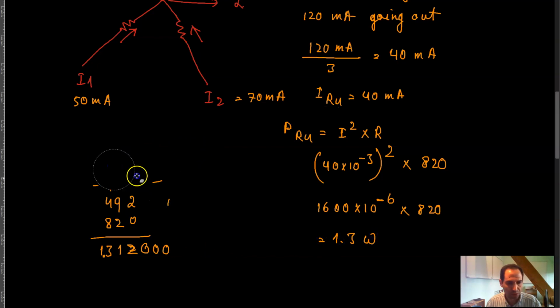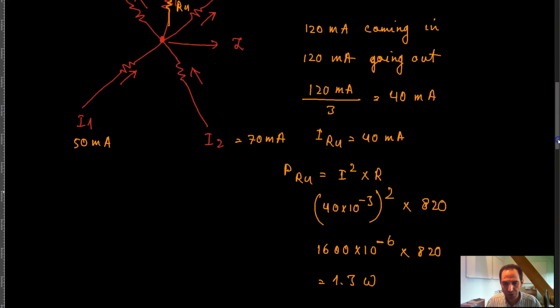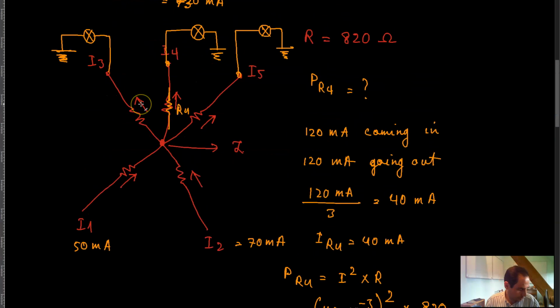That means that the power dissipated in this resistor is going to be 1.3 watts, and that's basically how you would, for example, calculate the power dissipation in this resistor. The important thing in this circuit is that all of the current coming into a node must go out into different nodes, and no current can be unaccounted for.